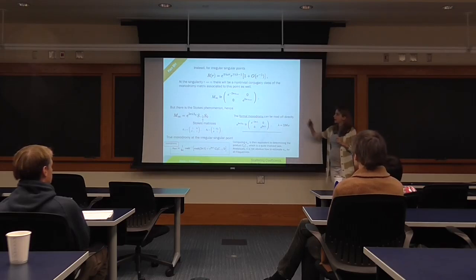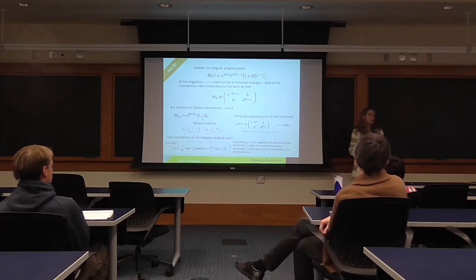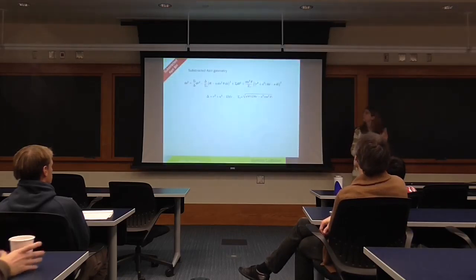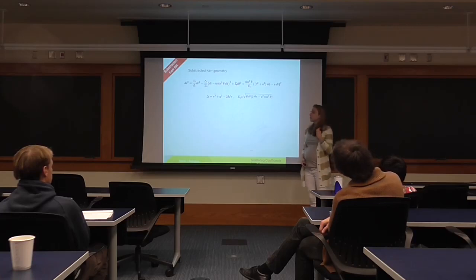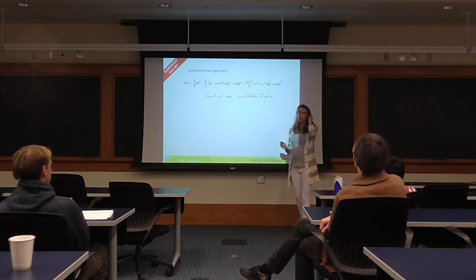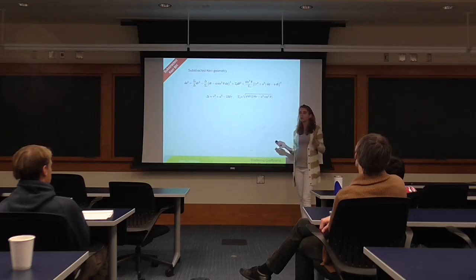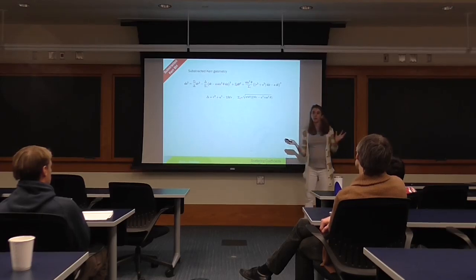So okay, we have this problem then. But now I want to compare with another solution. So there's this metric that some people like and some people don't like very much, which is called the subtracted Kerr geometry. So Finn and Miriam found some solutions, and then Gary and Miriam actually realized that they were basically some solutions in STU models.